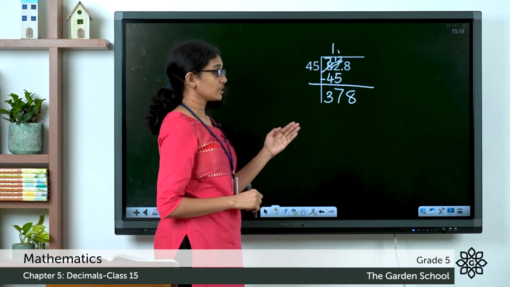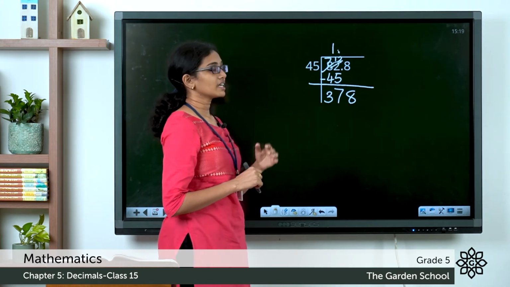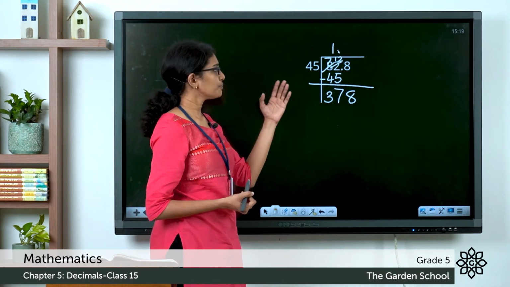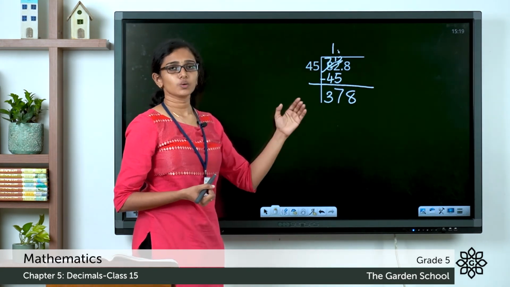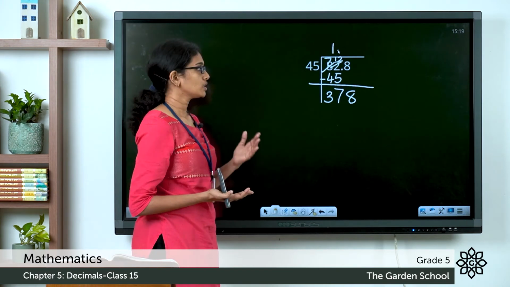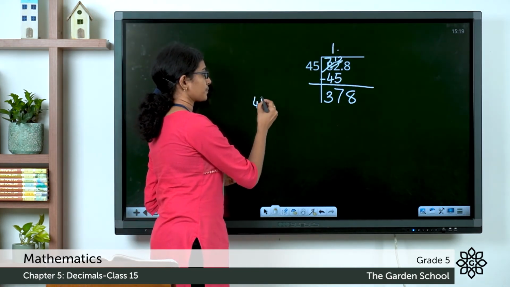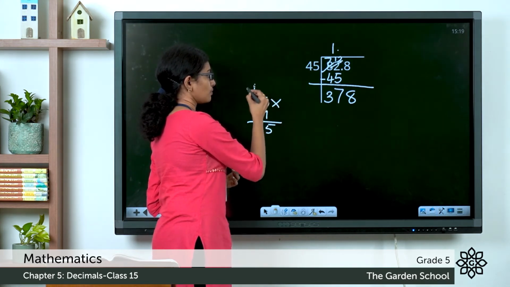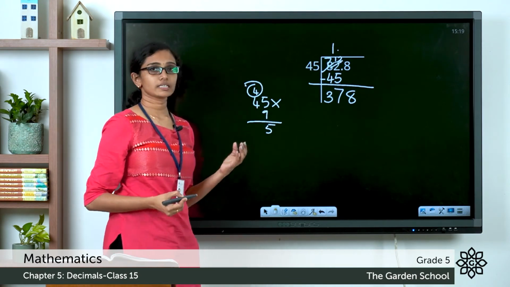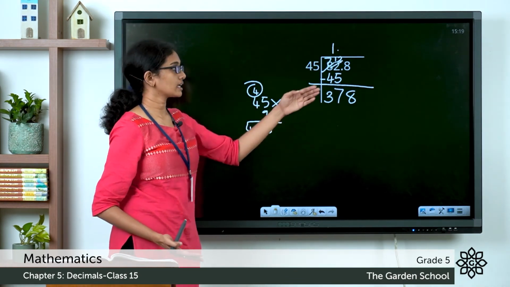Here you have 378. So, right now it's 378 divided by 45. How many 45s will go in 378? 45 tens will be 450. So, let's try out 45 nines. 9 5s are 45. Carry over 4. 9 4s are 36 plus 4. It is 405, which is more than 378.